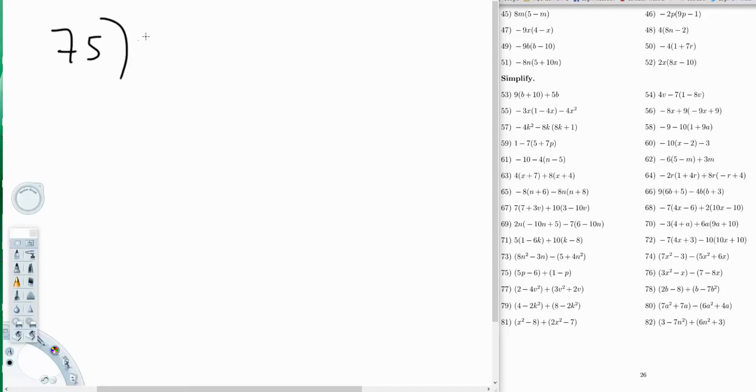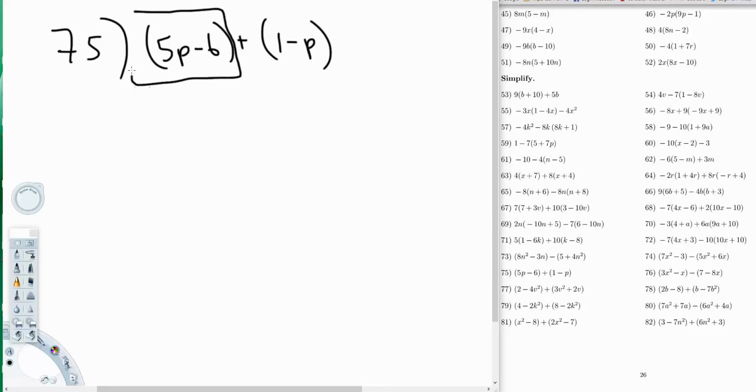75 now. 5p minus 6 plus 1 minus p. All right. Another tricky thing here. Now we're going to do our separation right here. We're going to do another separation right here. Now, when there is nothing to the left of the bracket, there is nothing to multiply. It's just 1, right? And so it's 5p minus 6.